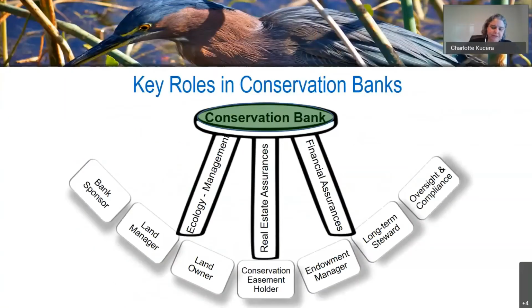If you've joined us for any of the previous presentations in this webinar series, I feel certain that you're familiar with the three-legged stool that supports any conservation bank. It's a pretty common slide that we use. So these are the foundational elements that support conservation bank credits. And those credits rely upon the ecology and land management that supports the credits, the real estate assurances that protect the site, and the financial assurances that provide a source of funding to implement needed actions on the site. There are several key roles for players in a conservation bank, and those roles support the legs of the stool. In practice, there can be many more roles than are listed here, but these are the primary roles.